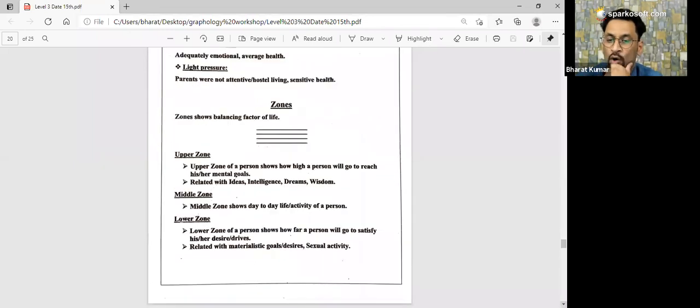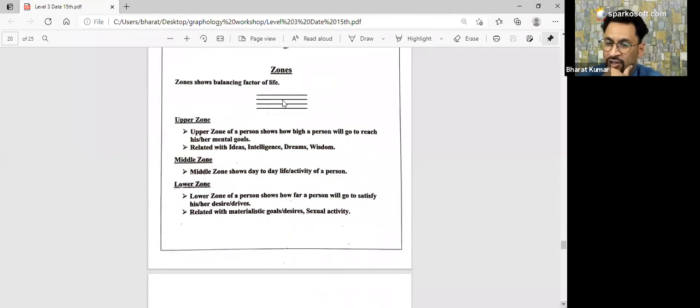What about zone lines? You know there will be 3 zones: upper zone, middle zone, lower zone. Those people who use upper zone more, you can fill it later, no issue. If people are writing in upper lines only, upper 2 lines, then how the person will go to reach the mental goal is represented.